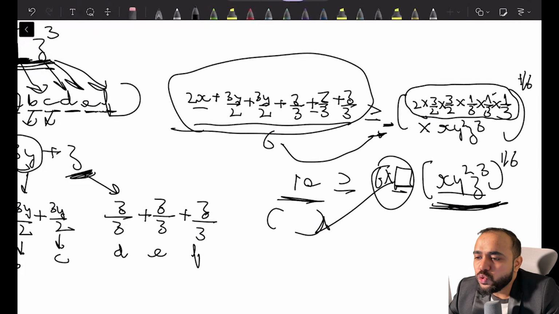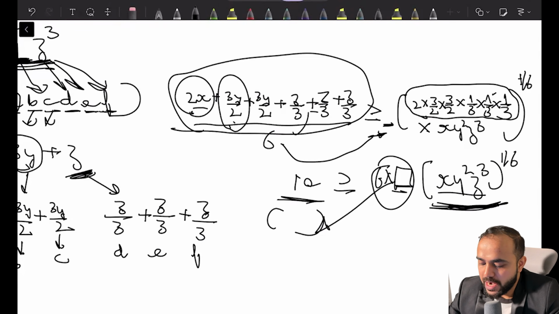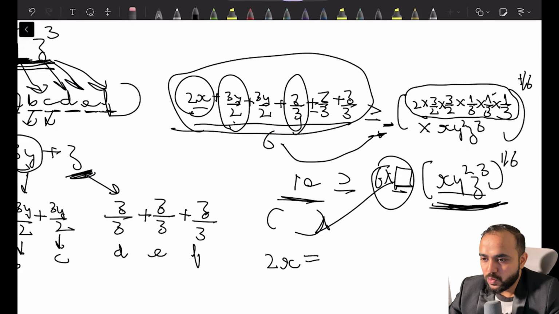And if I ask you, when does this equality happen? Which terms will you equate to each other? The ones that you used to write your arithmetic mean, which were 2x, 3y by 2, and z by 3. So 2x is equal to 3y by 2 is equal to z by 3 is going to be when you have this AM equal to GM.